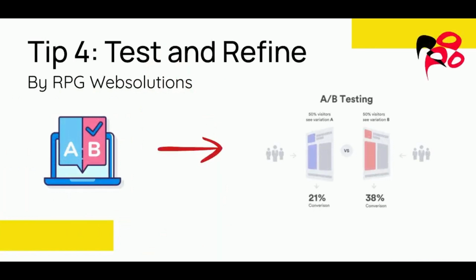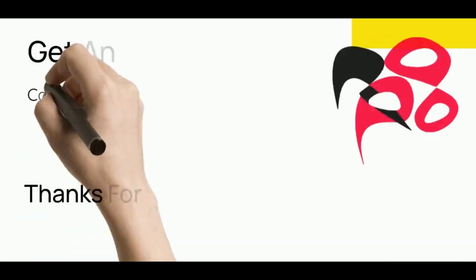Tip 4. Test and refine. The fourth and final tip for audience targeting in PPC is to test and refine. PPC advertising is not a set-it-and-forget-it strategy. You need to constantly test and refine your campaigns to ensure they are reaching the right people and driving conversions. Use A/B testing to test different ad copy, landing pages, and targeting options to see what works best. Then, refine your campaigns based on your results.